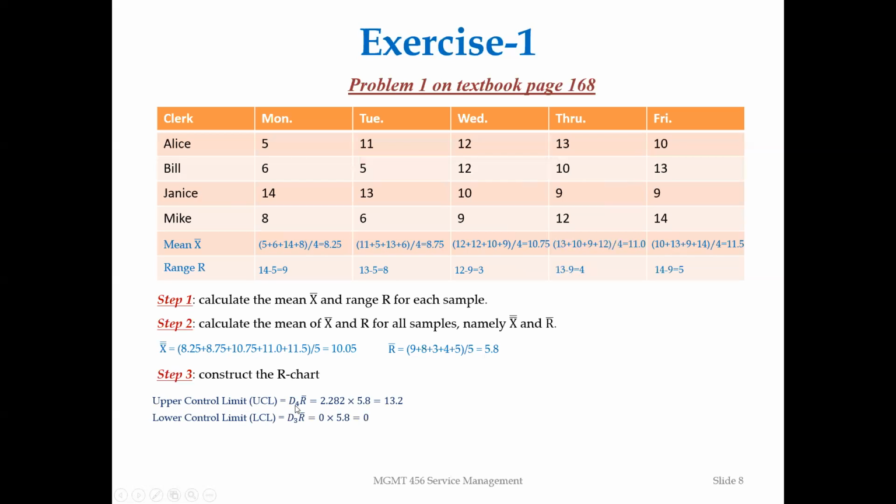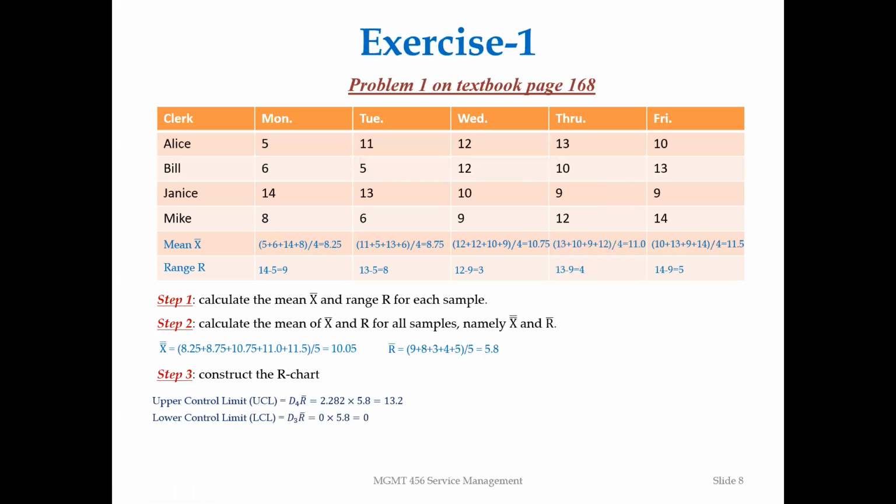The upper control limit is D4 times R bar. D4 is 2.282; this number is from the table. The lower control limit is D3 times R bar. D3 is 0, again from the table. So we have 0 and 13.2. These are the lower control limit and upper control limit for the R chart. We use these 2 control limits to monitor the range of each sample. If the range of a sample falls above 13.2 or below 0, that means something could be wrong with the process.